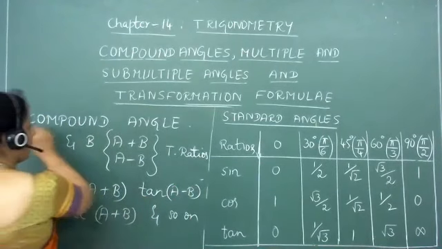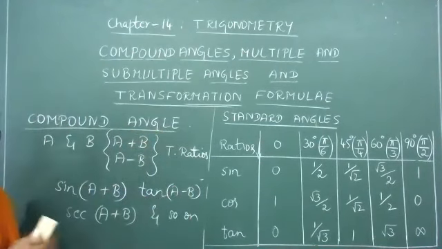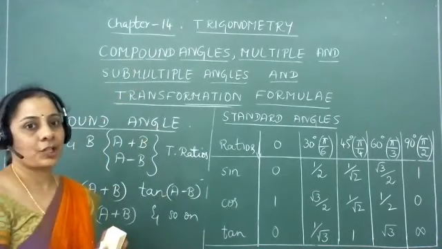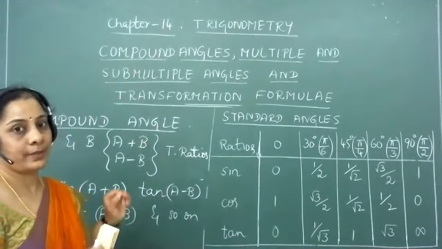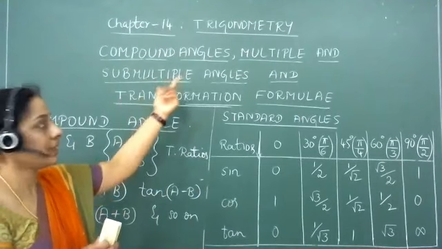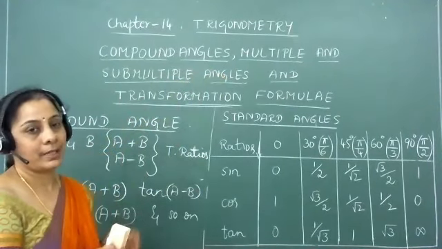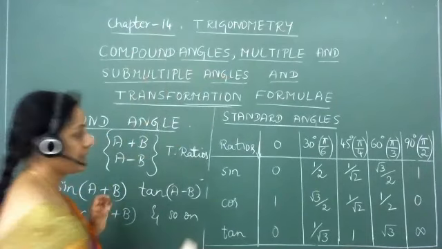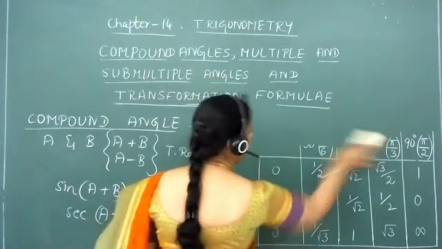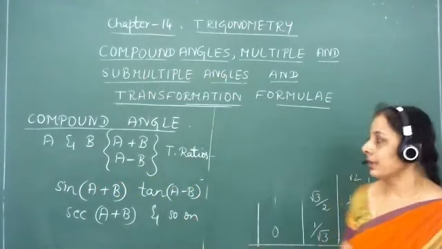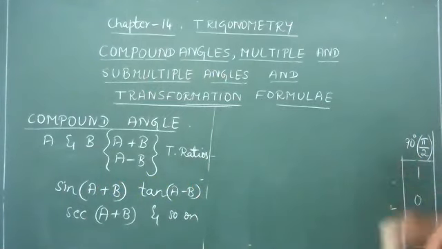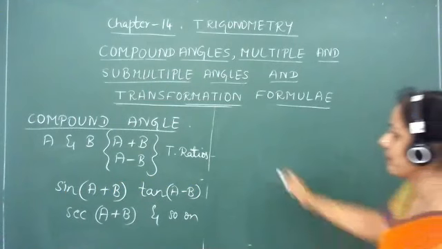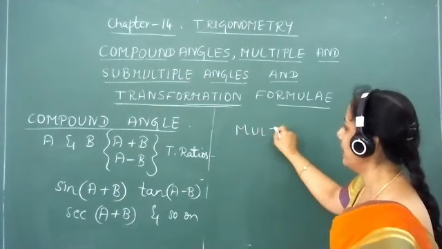So we have now defined this compound angle, but you can see in the title of the chapter two more different words, new words I should say. One which comes as multiple angles, the other which comes as submultiple angles. So what do we understand by the other two terms here? What is the meaning of multiple angle and what would be the meaning of submultiple angle?